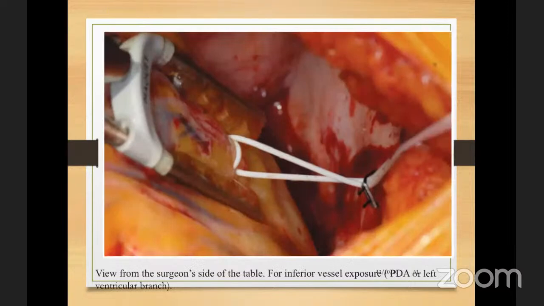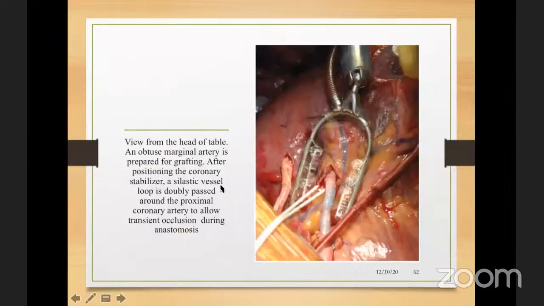This also shows a view from the surgeon's side, and it shows the inferior PDA stabilized with the retractor or tapes controlling the proximal part. Here, the obtuse marginal is prepared for grafting after positioning of the coronary stabilizer and the retractor tapes passed around the proximal coronary artery to allow transient occlusion during the anastomosis.